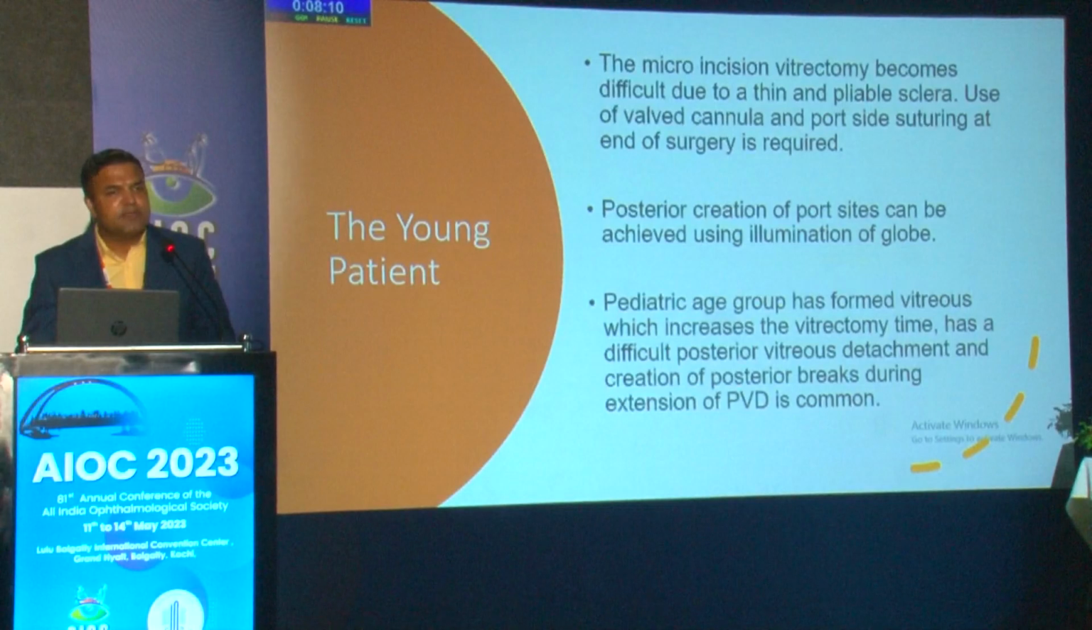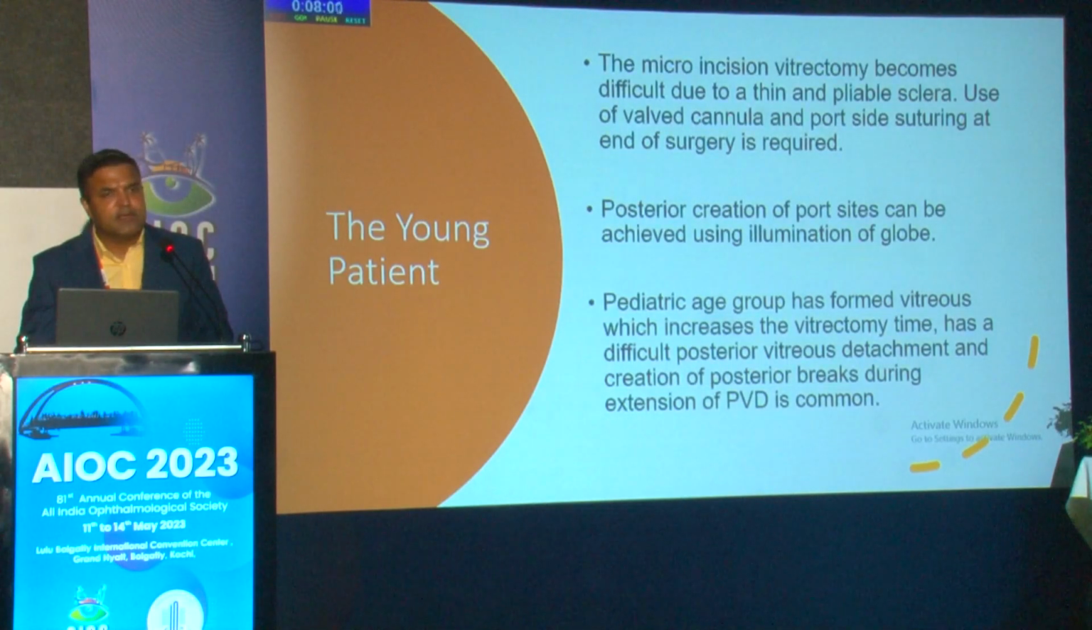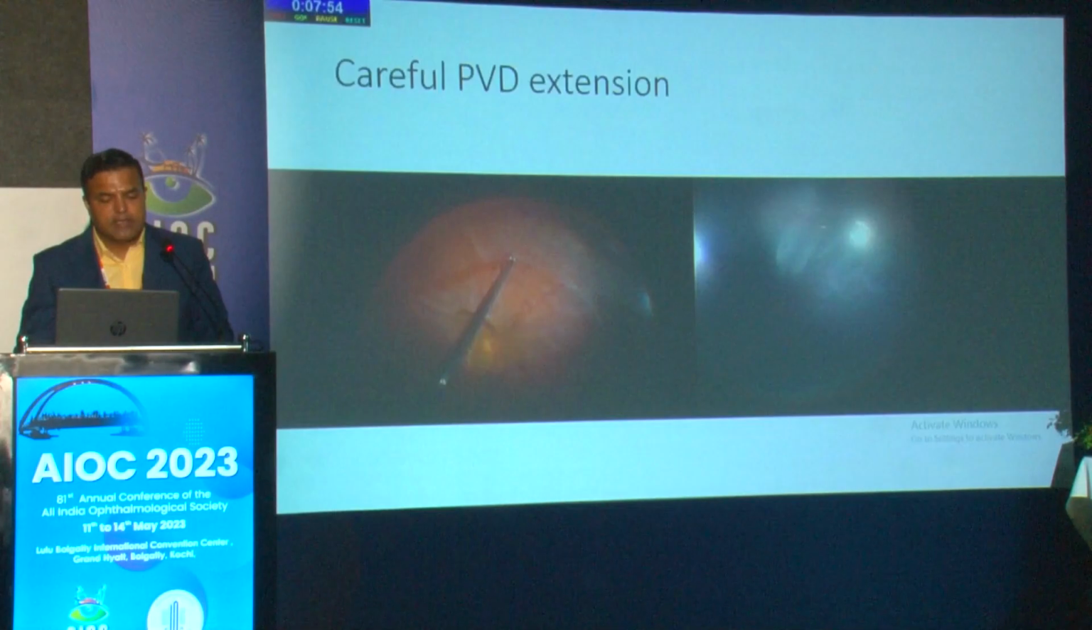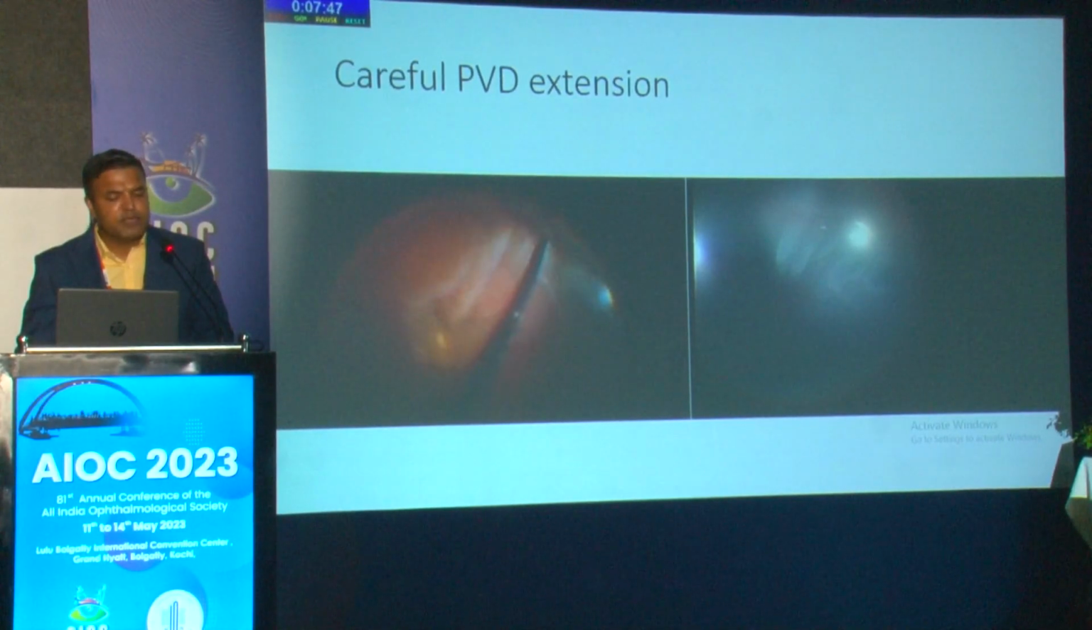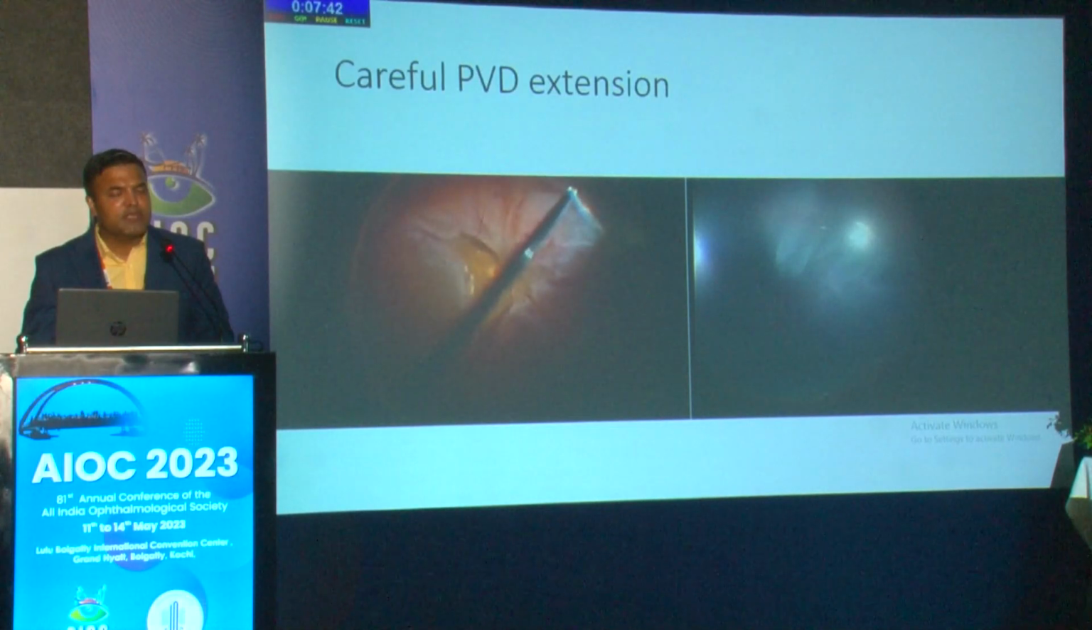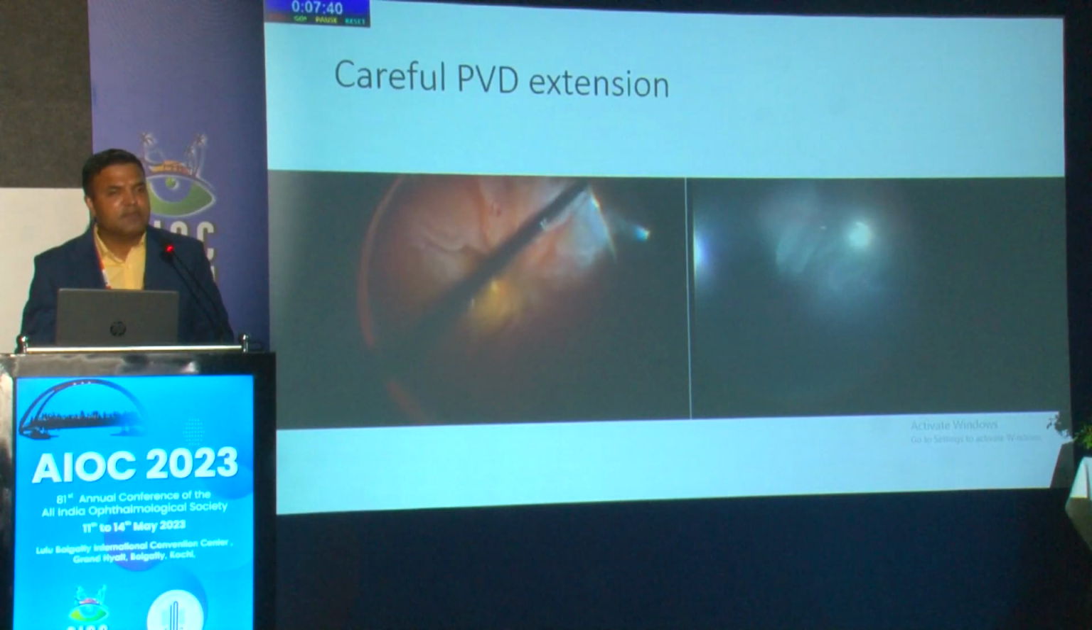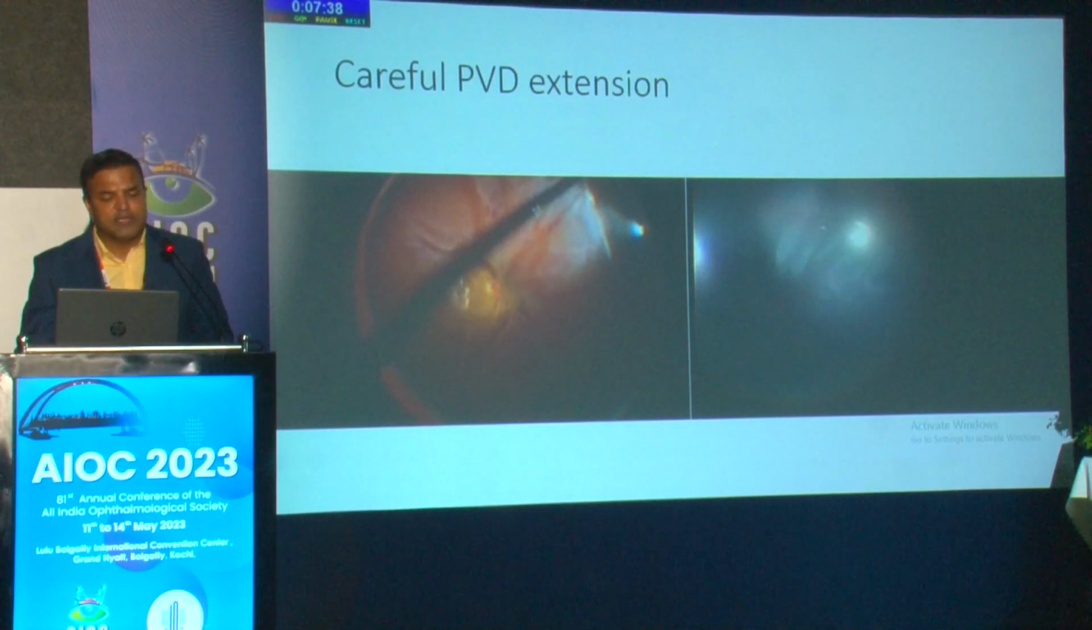The MIVS surgery may not be easy in young myopes because of thin sclera, and a suture should be placed wherever required. The ports, once they are created posteriorly beyond 5 to 6 mm after illumination of the globe, are generally difficult to suture. And the vitreous in pediatric age group is a formed vitreous. So when you are dealing with formed vitreous, as you can see in my first video, you have to be very careful with the PVD extension, and you can see the PVD is being gradually moved towards the anterior surface. We can't be as rough as in a routine patient.